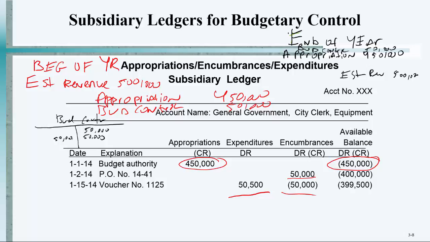And then at the end of the year, when I closed my budgetary accounts, I did what? I debited budgetary control for 50,000. Doesn't budgetary control have an interesting life?